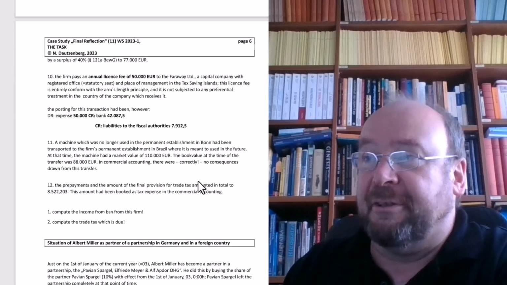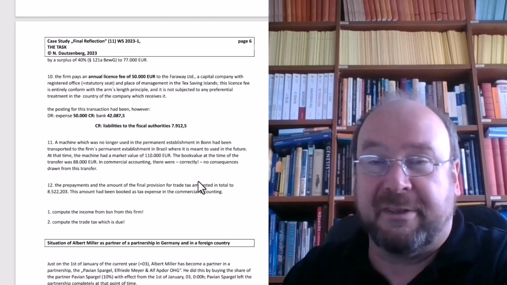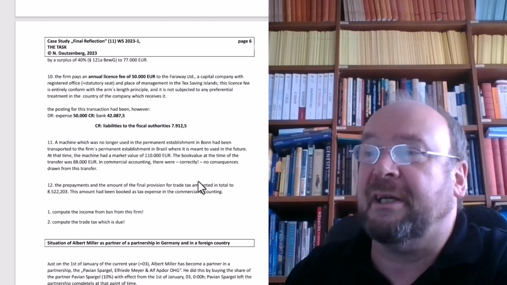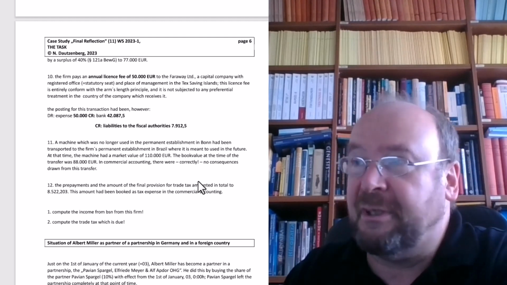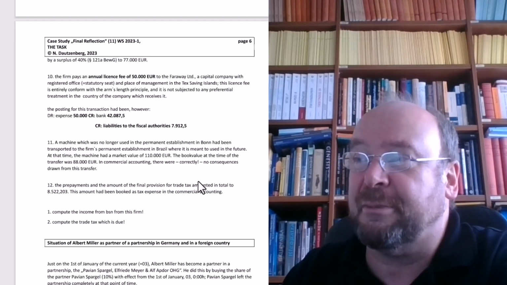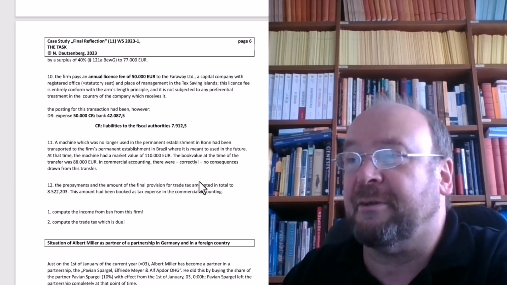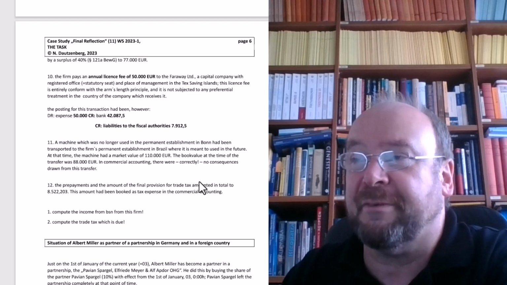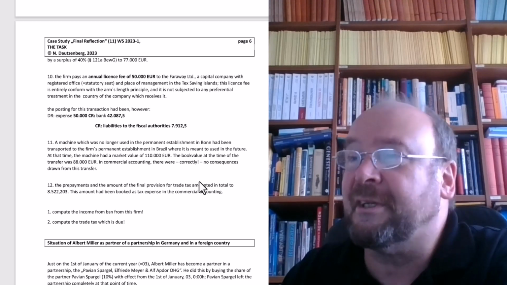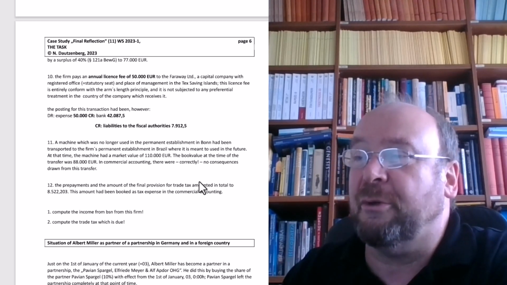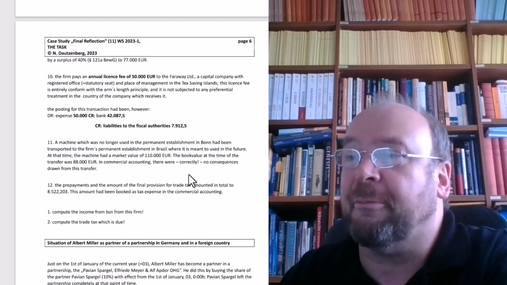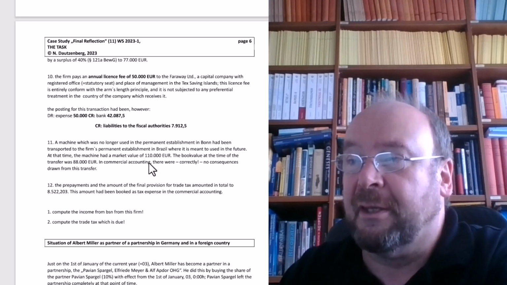Event number 11. The machine was no longer used in the PE in Bonn and had been transported to the firm's PE in Brazil, where it's meant to be used in the future. At that time, the machine had a market value of 110,000 euro. The book value at the time was 88,000, and in commercial accounting, no consequences were ever drawn from this event.